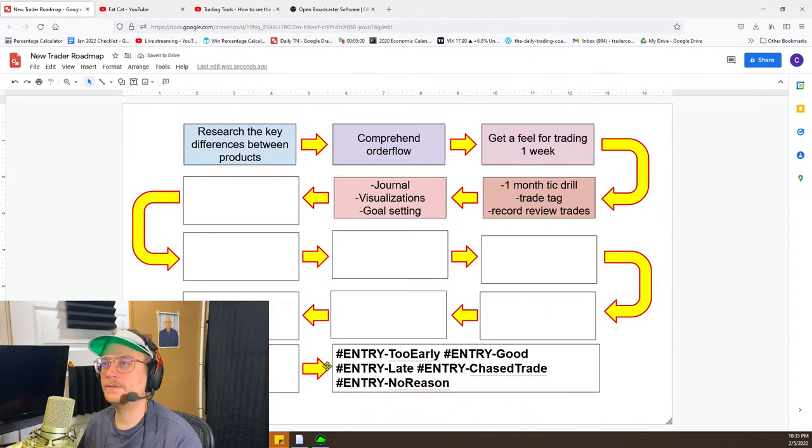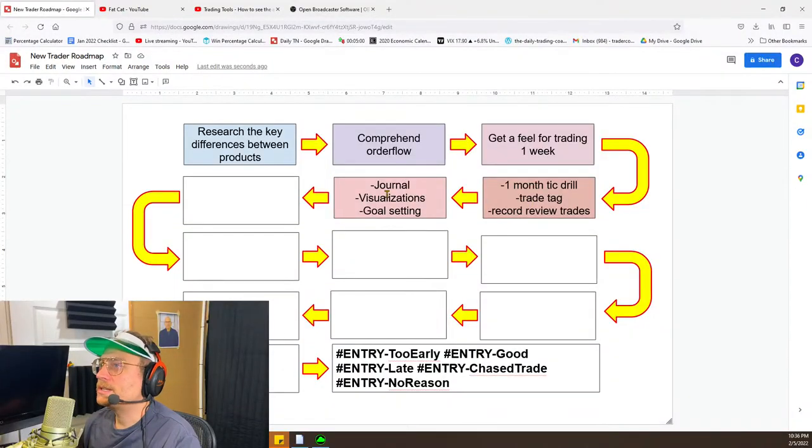Journal, visualizations, and goal setting. Yes, journaling. The one thing that none of you fucking want to do. Now look, this question was asked. I'm fucking telling you. And if you guys want to sit there and finger pop your fucking asshole for years, feel free to do that. But if you want to actually fucking get somewhere, do the work now.